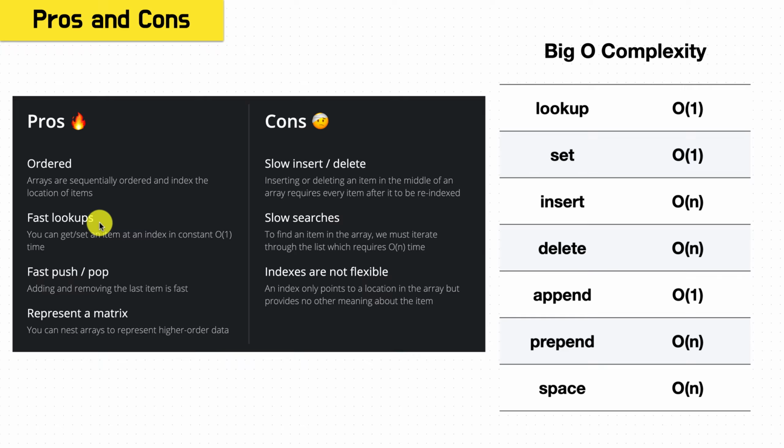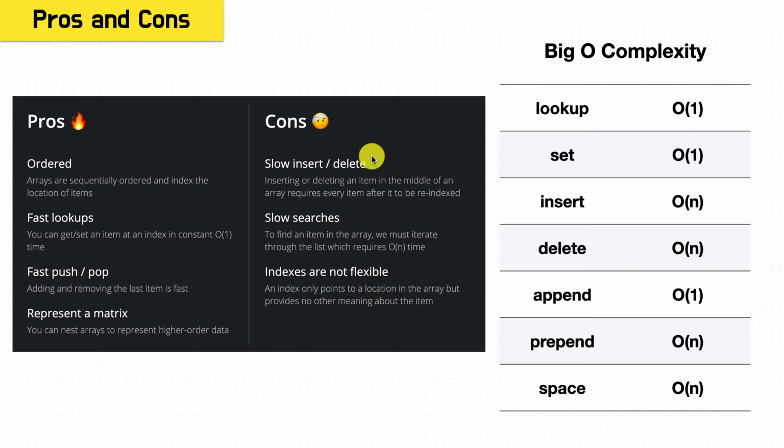Another huge benefit is that we get fast operations at the indexes. Since we can access an item by the index in constant time, this can be a huge benefit to improving our solutions. We can also insert or remove an item from the end in constant time, which is known as pushing or popping an item. And finally, we can represent higher-level data structures using arrays. So for example, we can take two-dimensional arrays, where we have arrays inside of arrays, to represent a matrix.